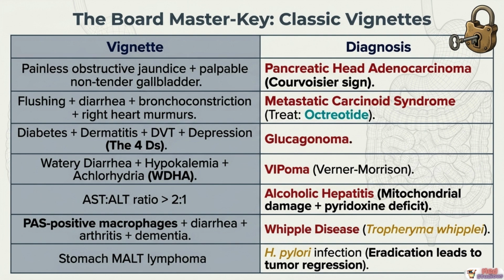And a stomach MALT lymphoma should always make you think of H. pylori, because eradicating the organism can actually produce tumor regression without chemotherapy. Master these 7 patterns and you'll recognize a frightening number of board questions within the first sentence of the stem.